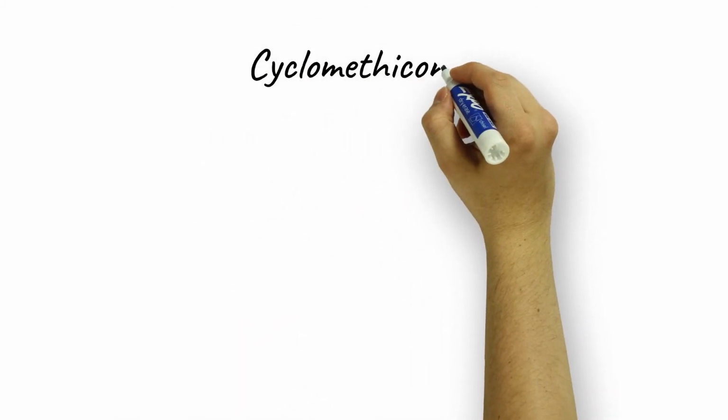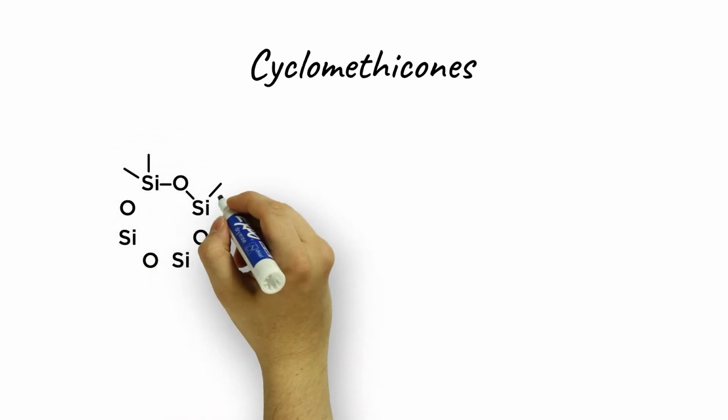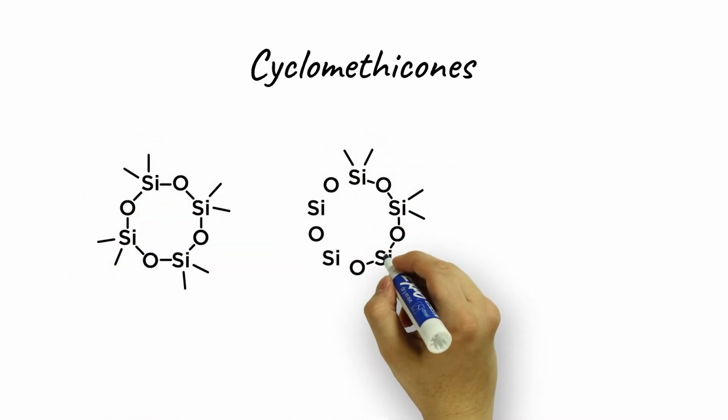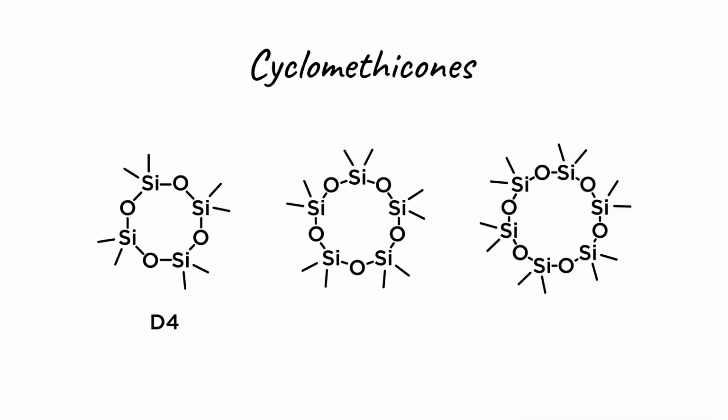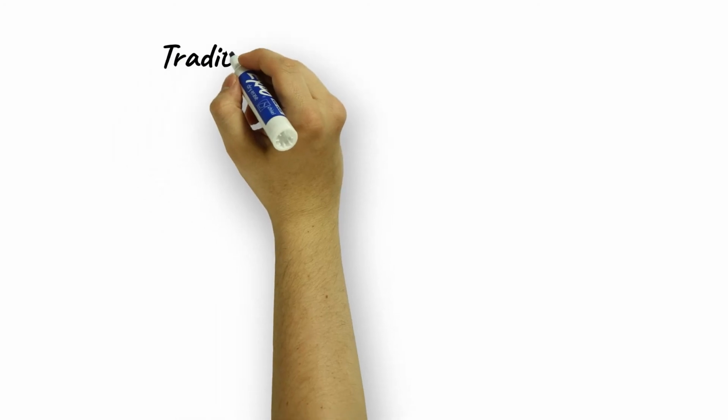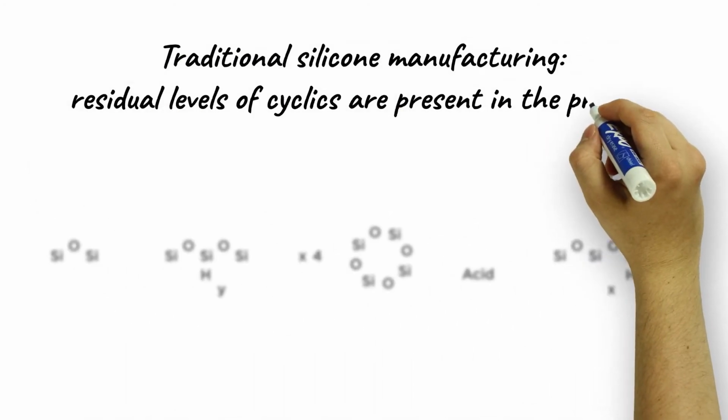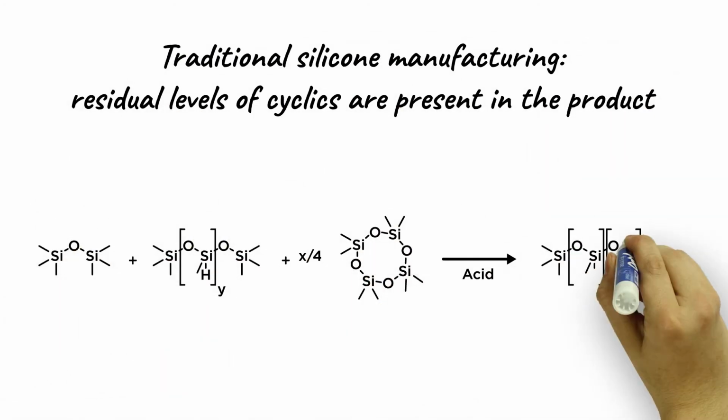Synthesis of dimethicones typically begins with a cyclomethicone known as D4. Completed reactions still leave trace amounts of residual cyclics, including D4, D5 and D6. Cyclomethicones have come under scrutiny for their potential to bioaccumulate and are now restricted by the EU.